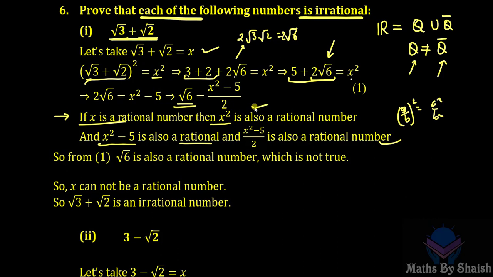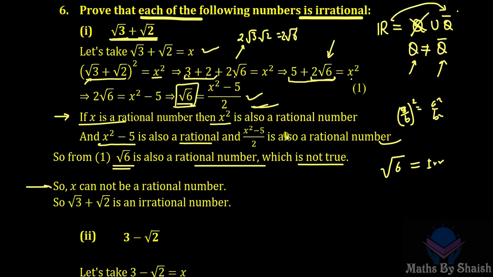So from the first equation, we can see root 6, which is irrational, and the right hand side is a rational number. So we got root 6 is also a rational number, which is not true, because a number under a square root or cube root, if we cannot find the exact value of it, is going to be irrational. Hence the x we have taken as a rational number is not true. x cannot be a rational number, and since it cannot be rational, it has to be irrational. That's why root 3 plus root 2 is an irrational number.